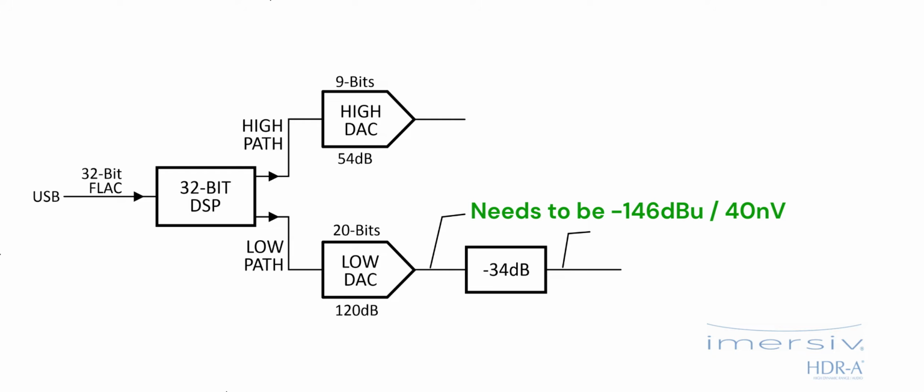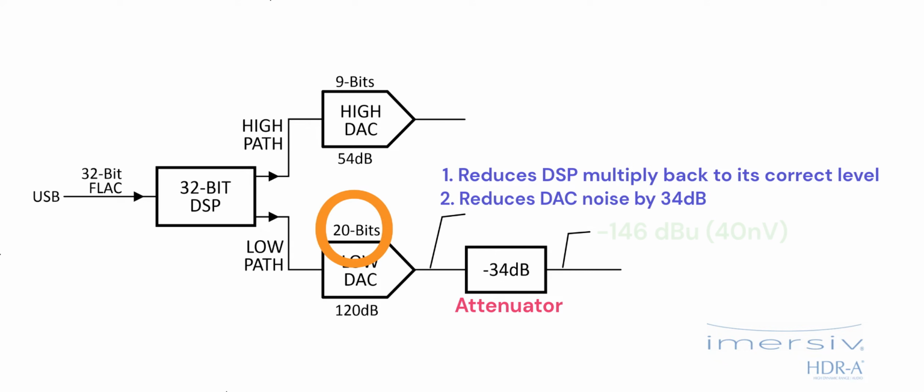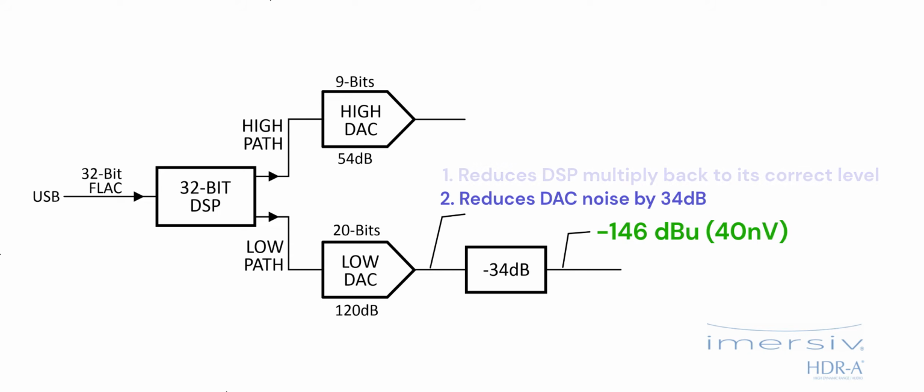The noise of the IC itself is almost 50 times higher than our desired 40 nanovolts of bit 4 noise. Our solution to this problem is found in the simplest of electronic circuits, the lowly passive attenuator. We feed the DAC output into a -34 dB attenuator, and this does two incredible things. First, it reduces our original input signal back to its proper level, and second, it reduces the noise of the DAC by 34 dB. So now, we have a properly converted 20-bit signal with both a noise floor and a minimum signal level of -146 dBu, or 40 nanovolts.